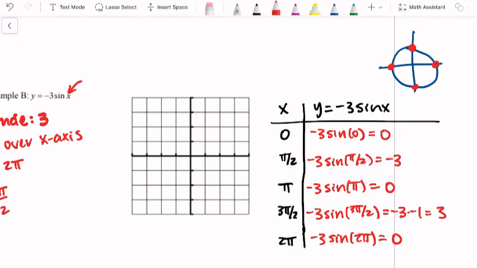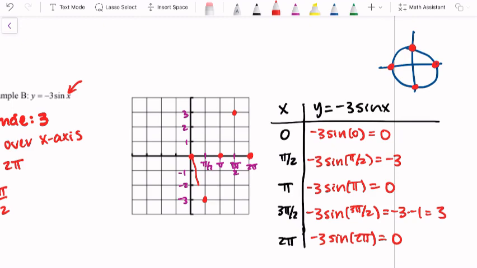All right, okay, so we need to go ahead and label our axes. In this case, we're going by intervals of pi over 2, so that's what I'm going to count on my axes. Pi over 2, pi, 3 pi over 2, and 2 pi. And then we're going to count by 1, 2, 3. Okay, let's start plotting our points. Here we go. Okay, so 0, 0. At pi over 2, we're at -3. At pi, we're at 0. At 3 pi over 2, we're at +3. And then at 2 pi, we are at 0.